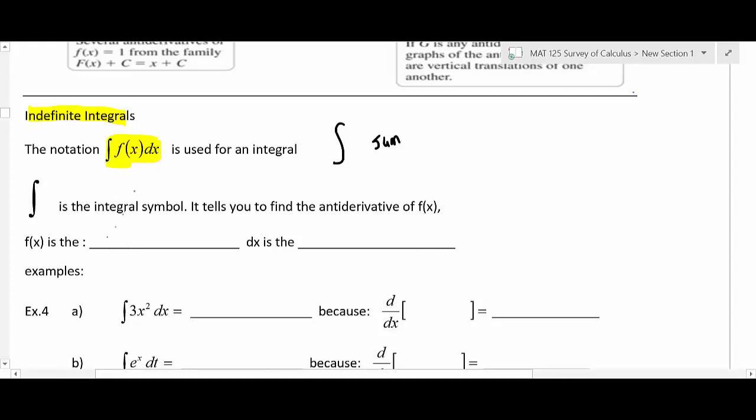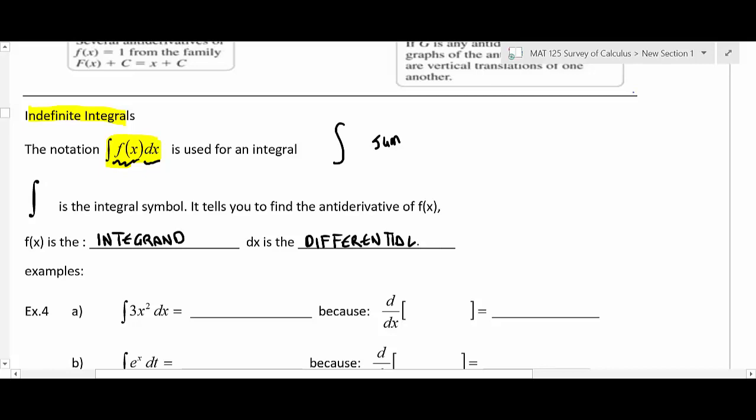A little bit of vocabulary: this f of x, whatever you're doing the integral of, you're doing an antiderivative, is called the integrand. And dx is called the differential. I'll get into explaining what that is, but I can't do that until we're learning how to do antiderivatives.